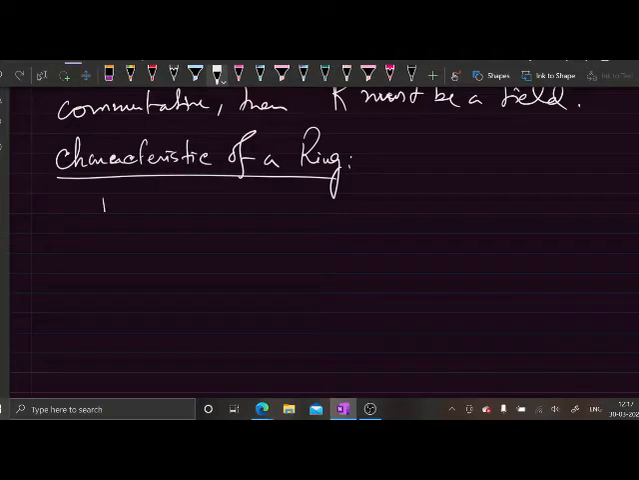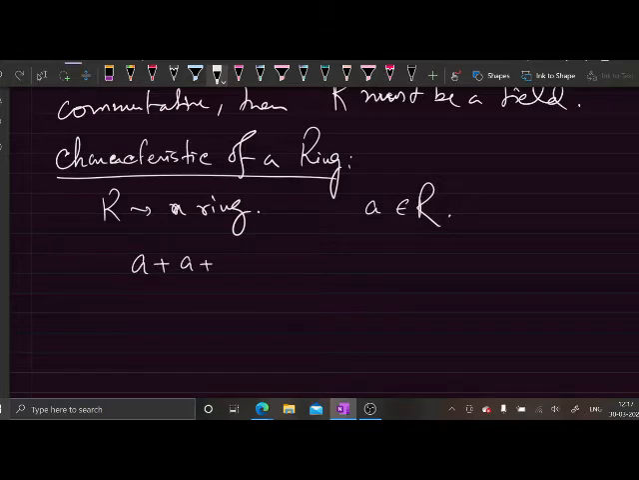Now, if you consider a ring, suppose R is a ring, and you consider an element A, then with respect to this A, you can sum this A n times, which will be denoted by nA. This doesn't mean that it is a multiplication of n and A. This means that A has been added n times.